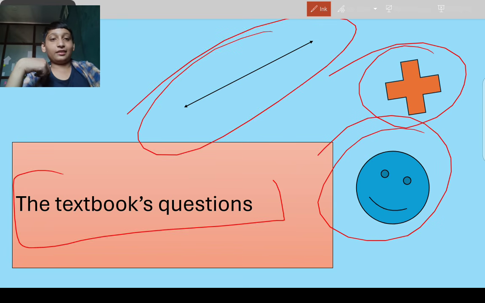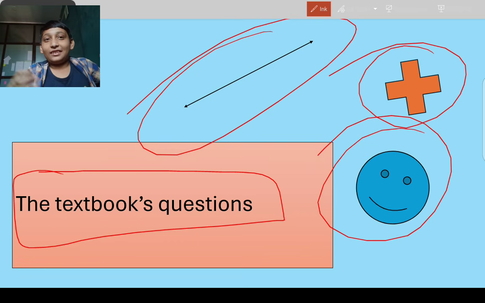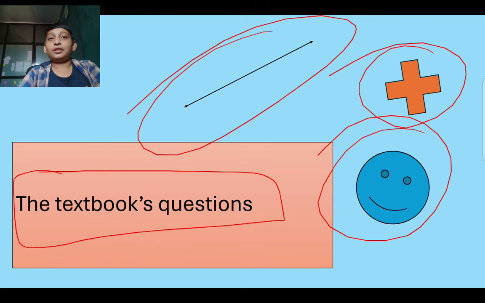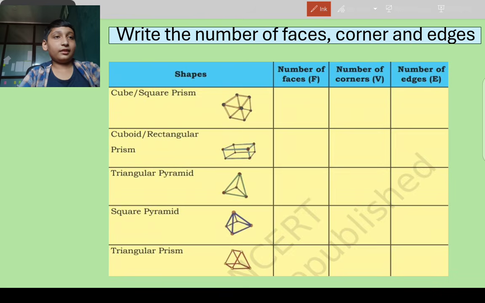The textbook questions. You get it because the textbook has questions inside of it, and then the book gives the questions to this PDF. Weird. And also funny. Okay.